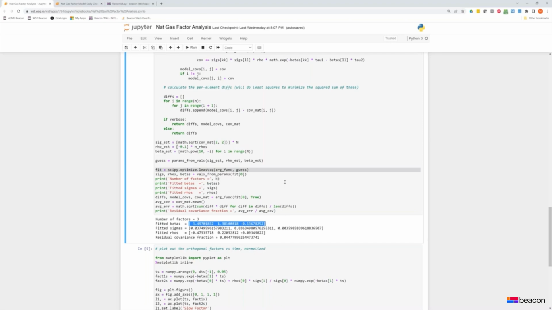the mean reversion strengths of these 3 different factors. One of them is a fast factor with a mean reversion strength of 3.5 per year. That means a half-life of log 2 over 3.5 years. Another factor has a mean reversion strength of about 1.4. Another one has something around 0.